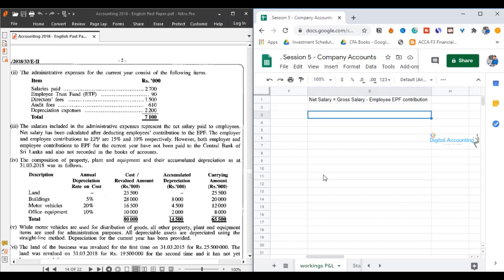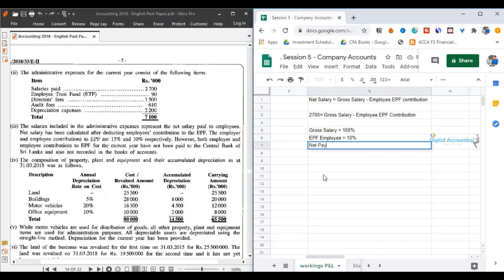The salary paid is a net pay because in the question itself it says net salary has been calculated after deducting employees' contribution to the EPF. The net salary is 2,700. So we don't know the gross salary right now and we need to take away employee EPF. The employer and employee contributions to EPF are 15% and 10% respectively. So 10% is employee EPF contribution. So always gross salary is 100%. EPF employee is 10%. So net pay should be 90%.